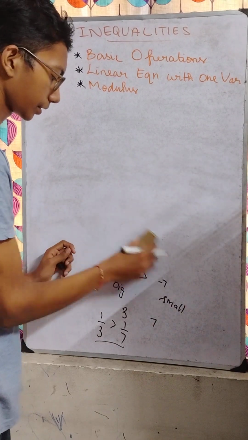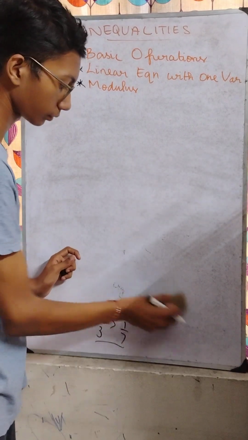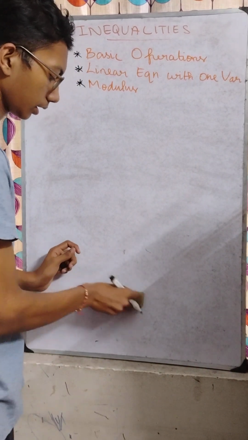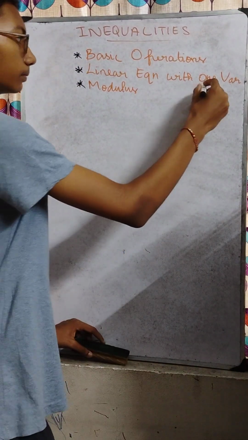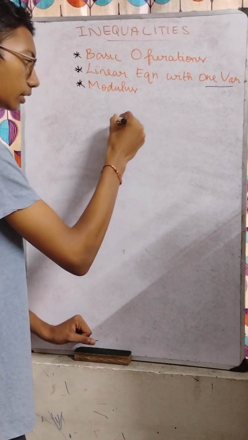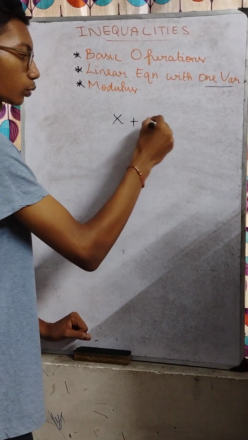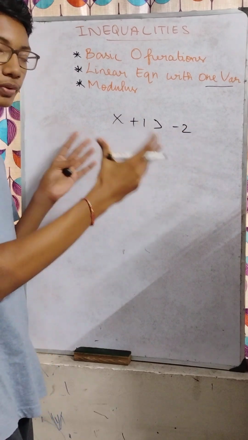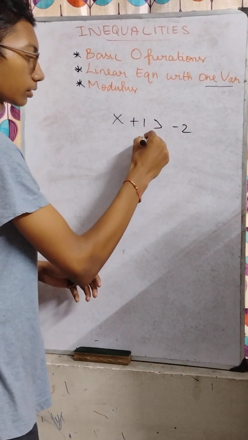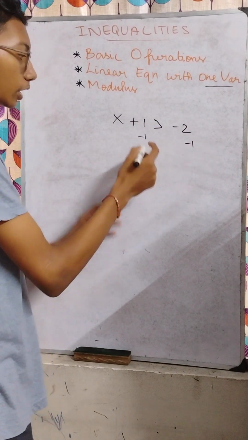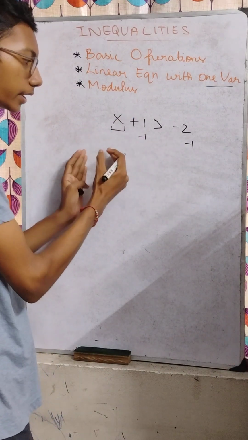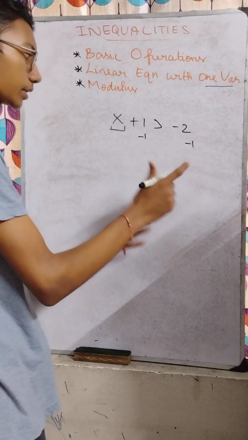Now that's the basic thing. Now the next thing is we will solve some linear inequalities with one variable. So we will just take x. Let's have x plus 1 is greater than minus 2. How do we solve this? Just subtract 1 on both sides, because the aim for us is to have x on one side and all the constants on the other side.